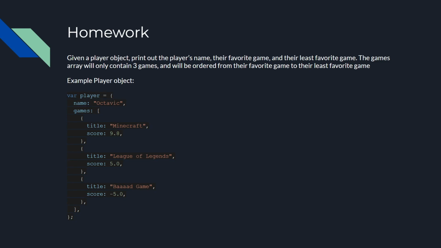And the way you determine that is underneath the player object, they will have a property with the key games, the value being an array, which is all the games that they have played, rated from their favorite game to their least favorite game. And I'll guarantee you that the games array will have exactly 3 elements, and it will look exactly like this player object here. So that is your homework. Just practice how to access the properties of an object and how to access an element in the array.